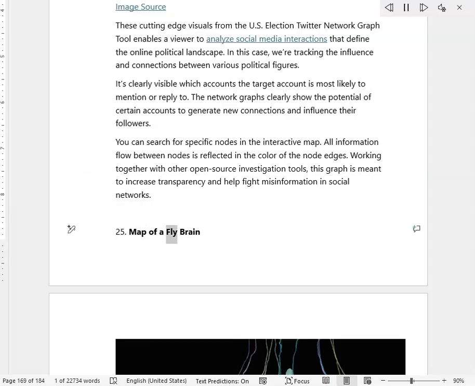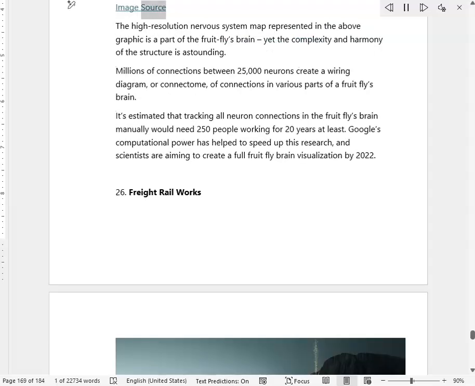25. Map of a fly brain. Image source. The high-resolution nervous system map represented in the above graphic is a part of the fruit fly's brain, yet the complexity and harmony of the structure is astounding. Millions of connections between 25,000 neurons create a wiring diagram, or connectome, of connections in various parts of a fruit fly's brain.